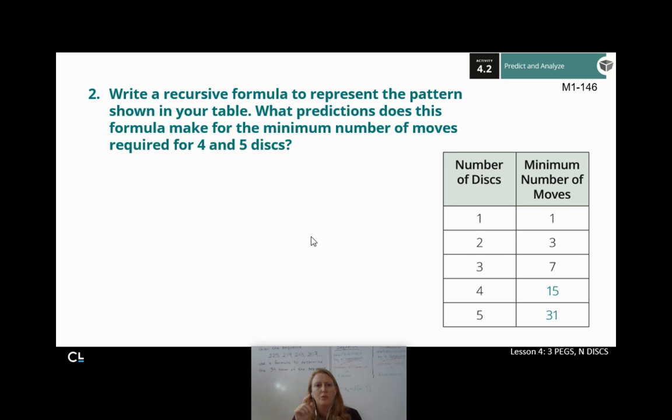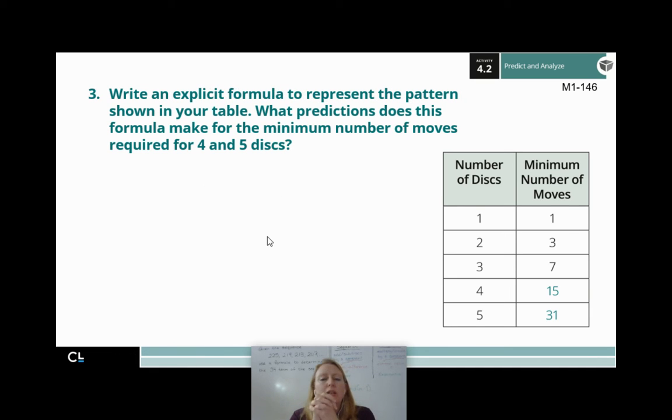We wrote a recursive formula already. Did that formula help us for finding 4 and 5 disks? I think it did. So I used my lovely recursive formula to help me find the next disks. But here's the real trick. Can you write an explicit formula to represent the patterns shown in your table? That's the trick, right? Recursive is great. It just tells us the next one.